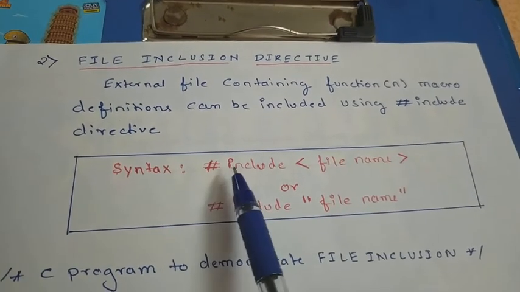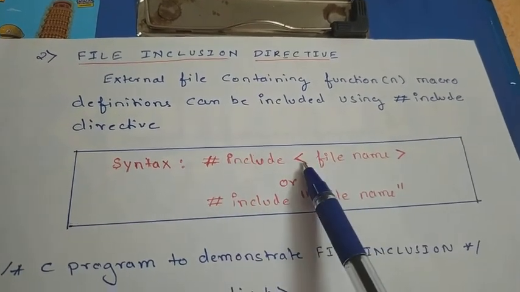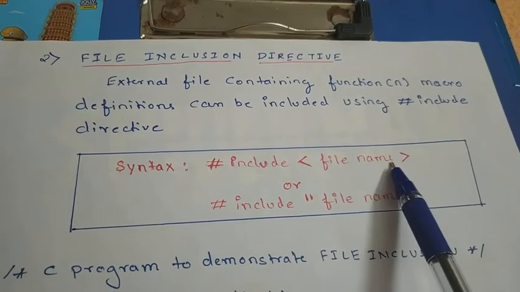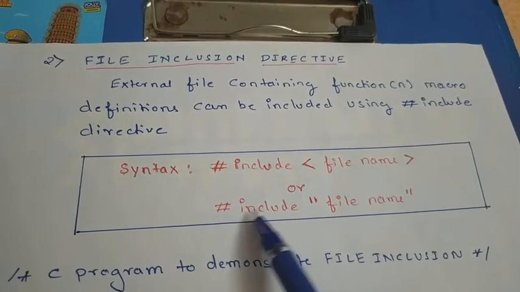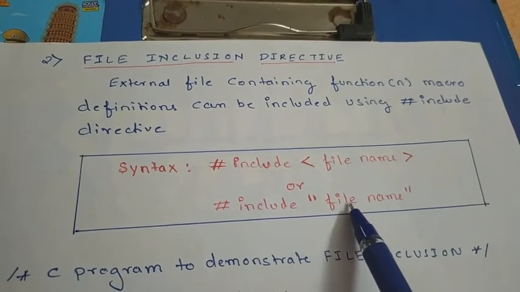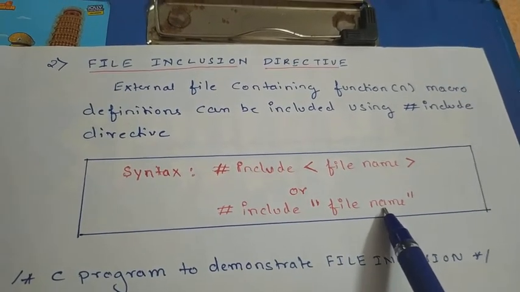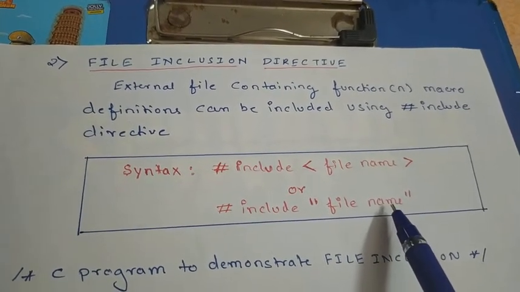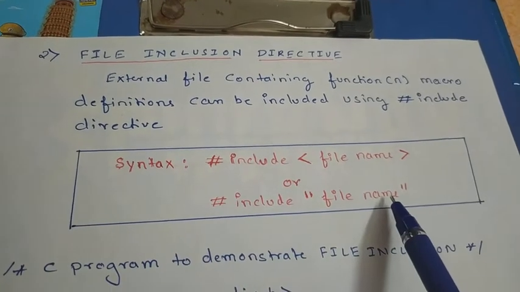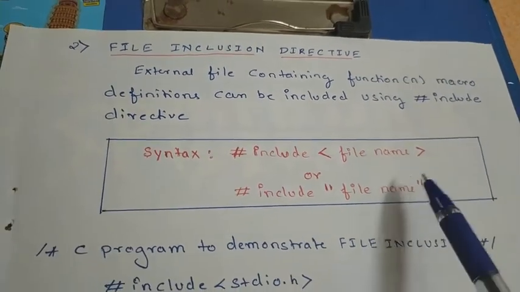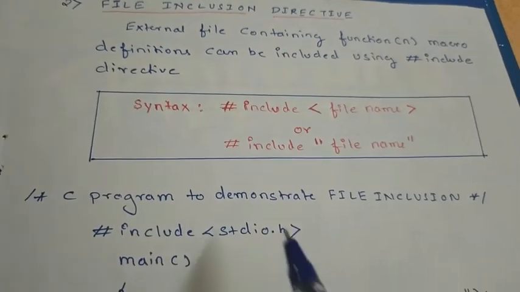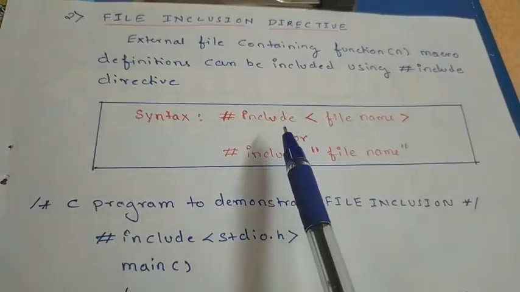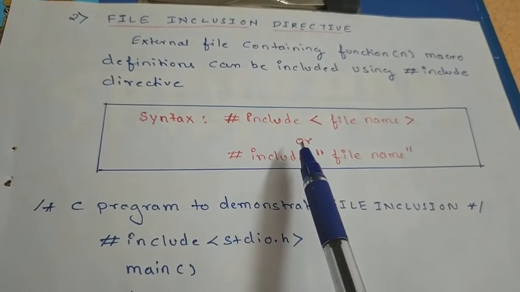The syntax is #include with angle brackets and the file name I need to specify, or #include in double quotes where I specify the external file name that I want to include in my file. So here also we don't have a semicolon. So let us see how we use this #include directive in our program.